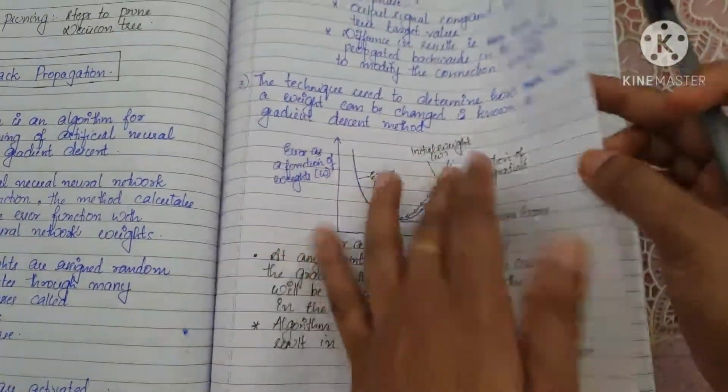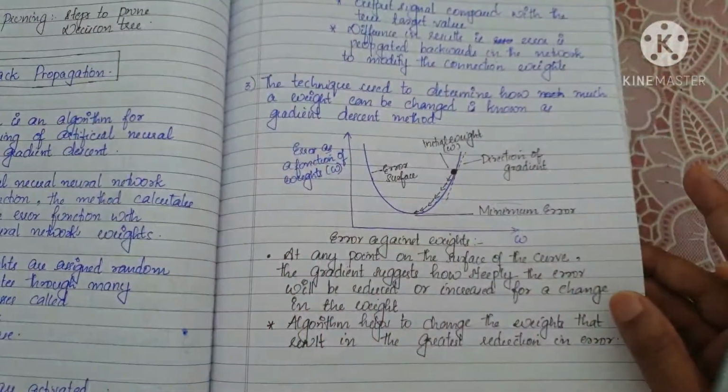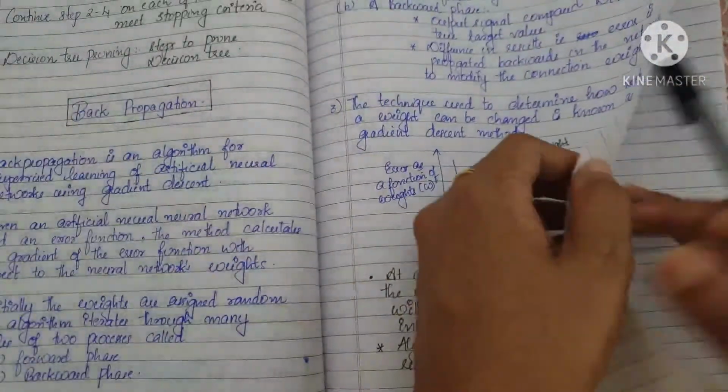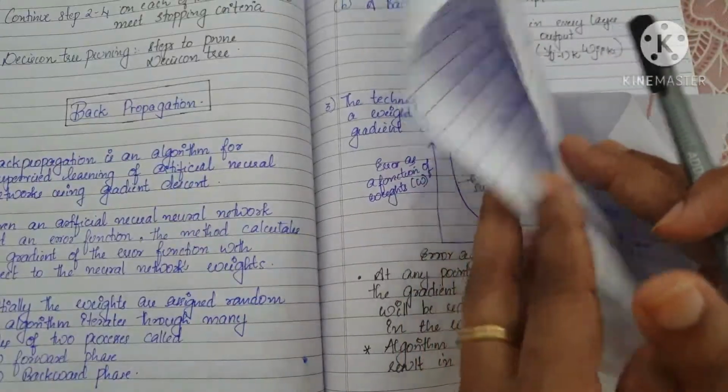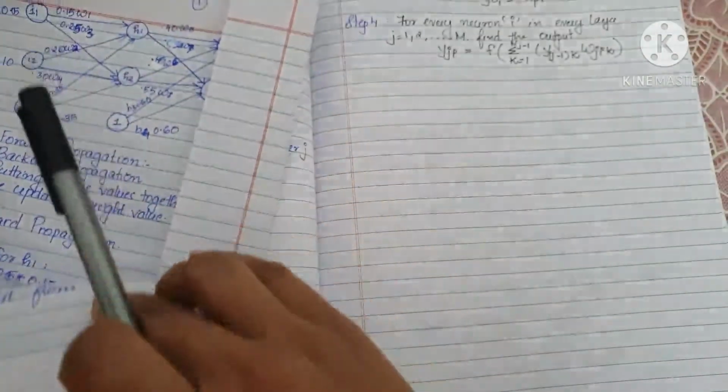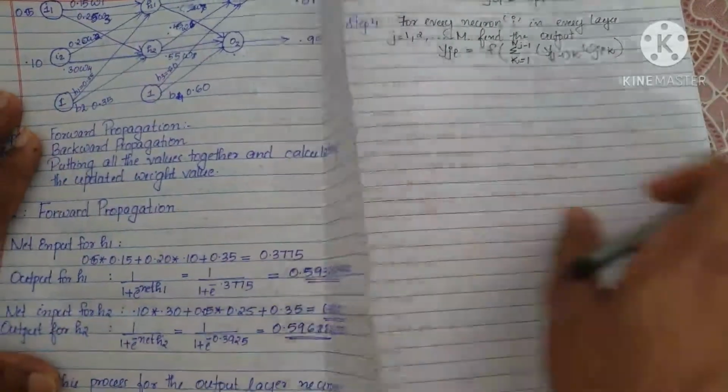So this is our back propagation overall idea. Now we can study the algorithm. First we can go through the problem, and after that we can analyze our algorithm. So this is our problem.